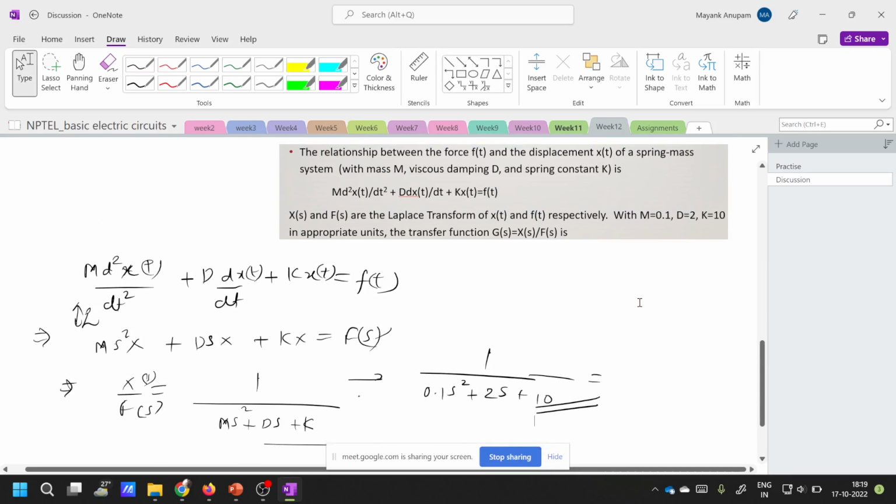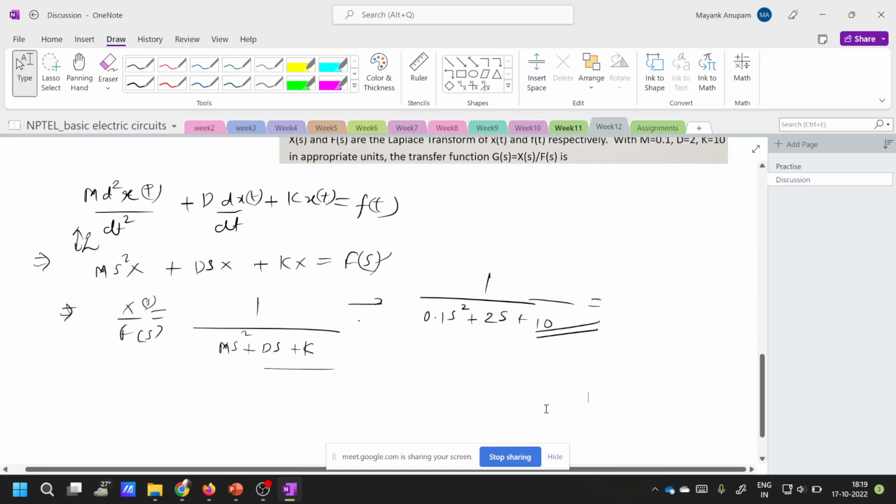The only thing that you have to remember while finding a transfer function from a differential equation is that you have to convert everything into the Laplace domain, and you have to assume that all the initial conditions are 0, because for finding transfer function you're not worried about the initial conditions. Okay, cool. Any doubts in this question?